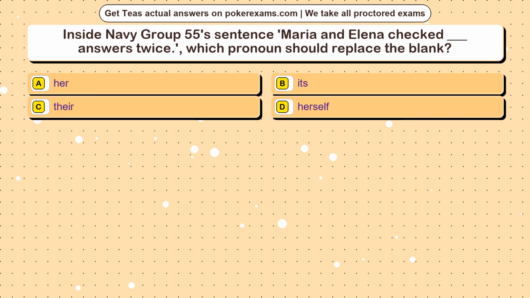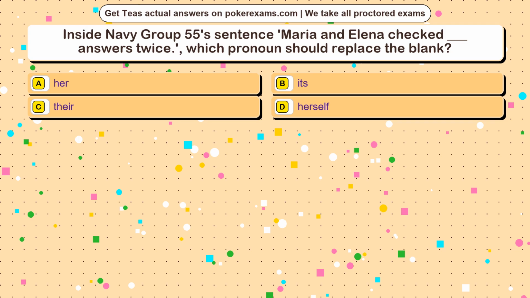Question 22. Inside Navy Group 55's sentence, Maria and Elena checked blank answers twice. Which pronoun should replace the blank? Option A, her. Option B, its. Option C, their. Option D, herself.